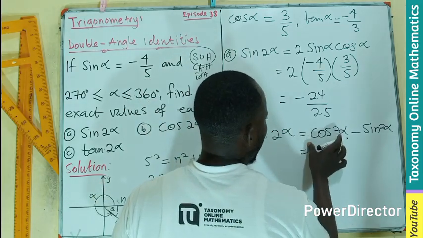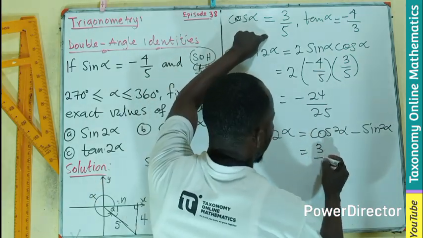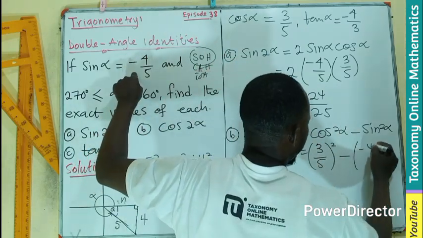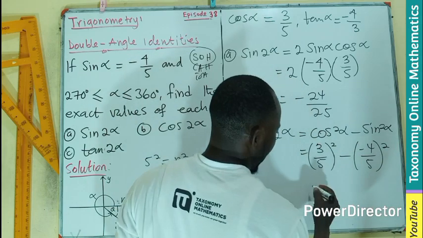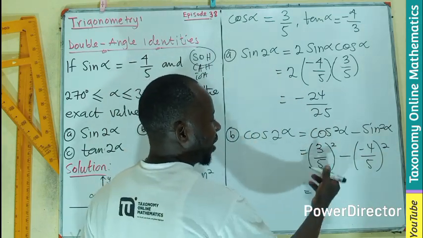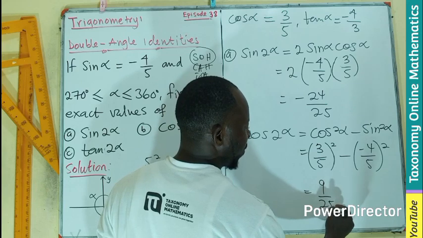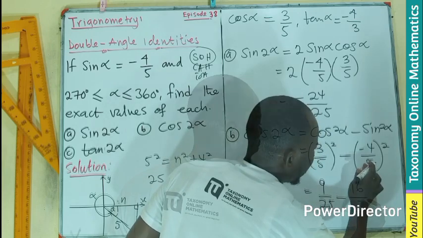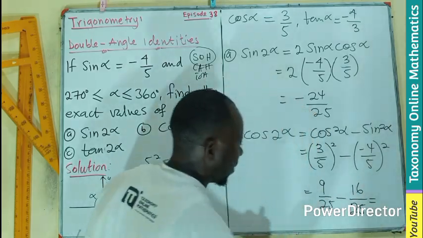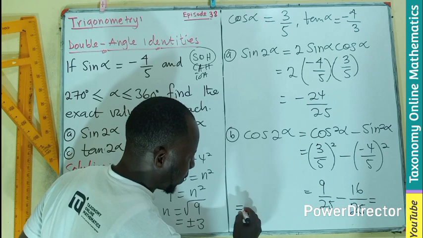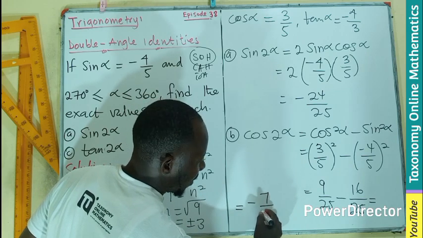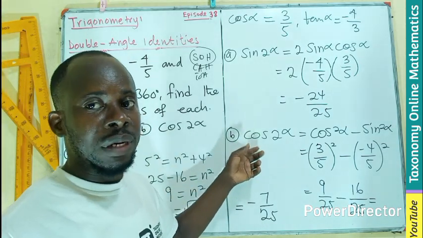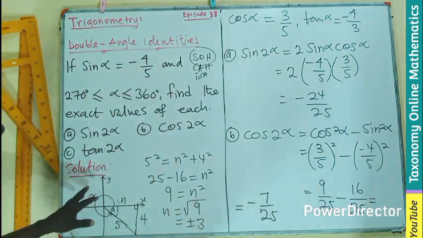So I can just write this as 3 on 5 all square minus negative 4 on 5 all square. What can I get here? The square affects the top and down. So 9 on 25. The square affects all of these, which will be 16, and this 5 square, so 25. So I should be having negative 7 divided by 25. That will be the exact value of the double angle for the cos.